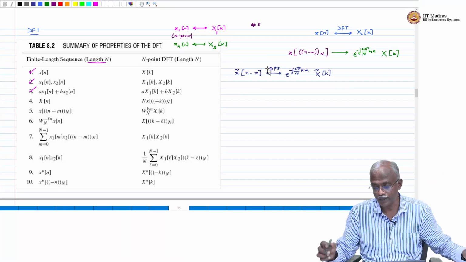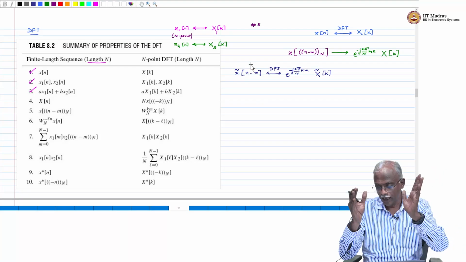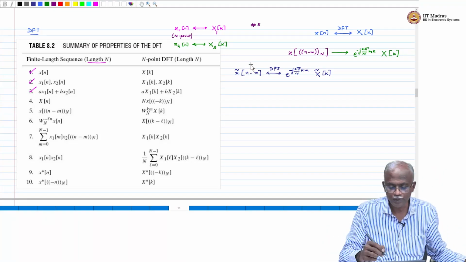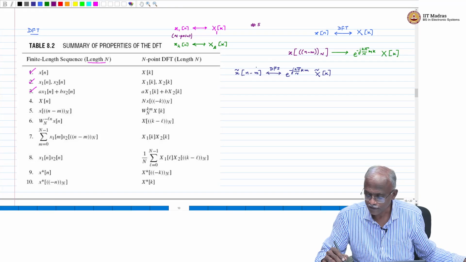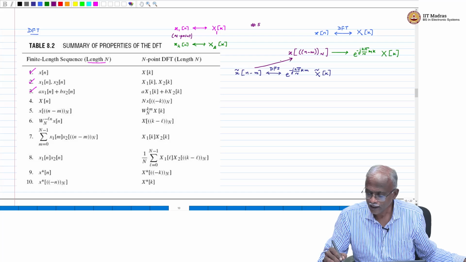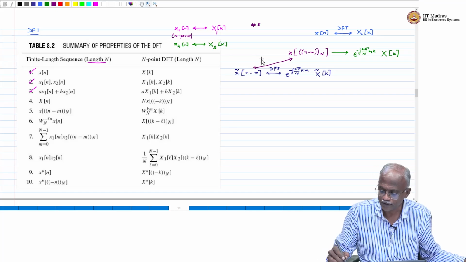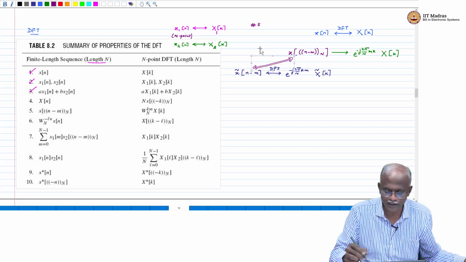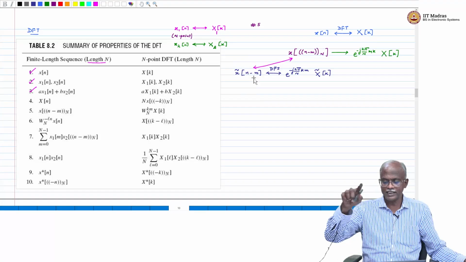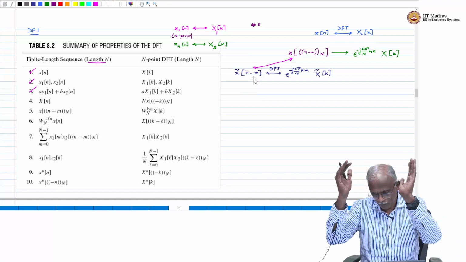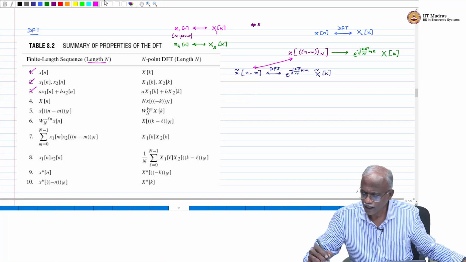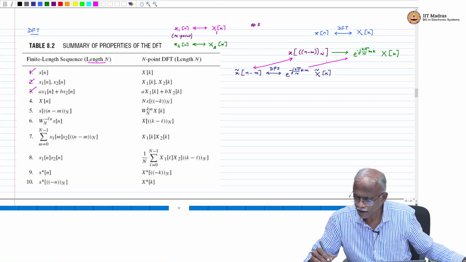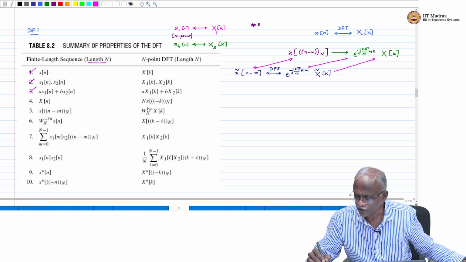Remember, we're looking at one period. Any argument of x tilde of n has to be interpreted modulo n. So that's the first thing. Let us capture that with the following. x tilde of n becomes x of n minus m modulo n. The scale factor is identical. The x tilde of k, one period, will be x of k.